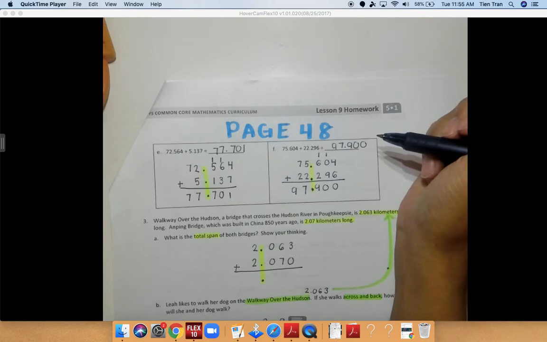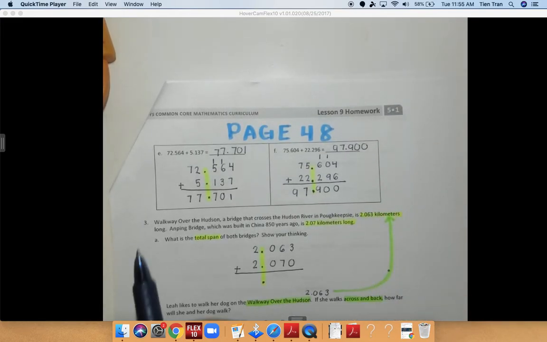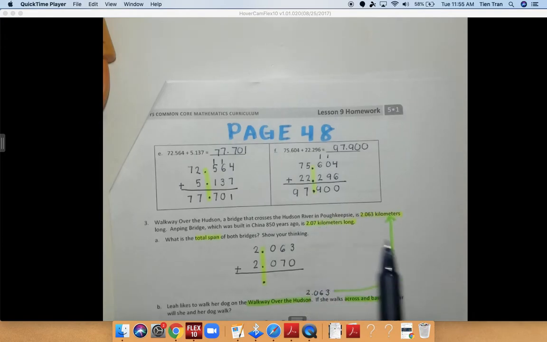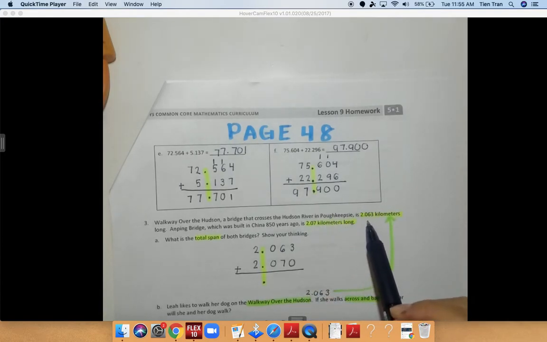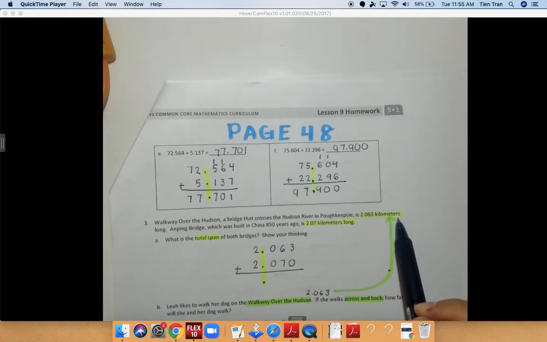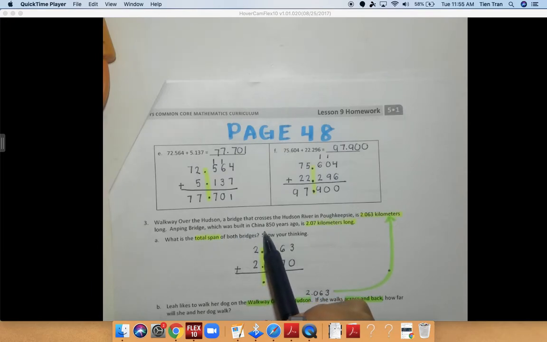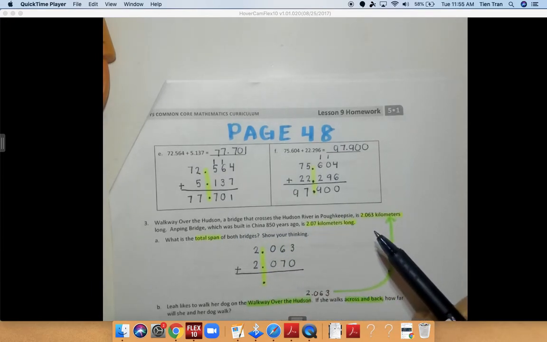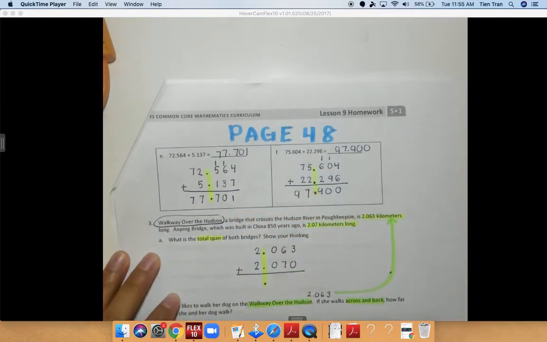Now, for this problem right here, I'm going to read it out loud. For problem number 3, it says walkway over the Hudson, a bridge that crosses the Hudson River in Poughkeepsie, I think that's how you say it, Poughkeepsie, is 2.063 kilometers long. Anping Bridge, which was built in China 850 years ago, is 2.07 kilometers long. So walkway over the Hudson is the name of the bridge, okay?